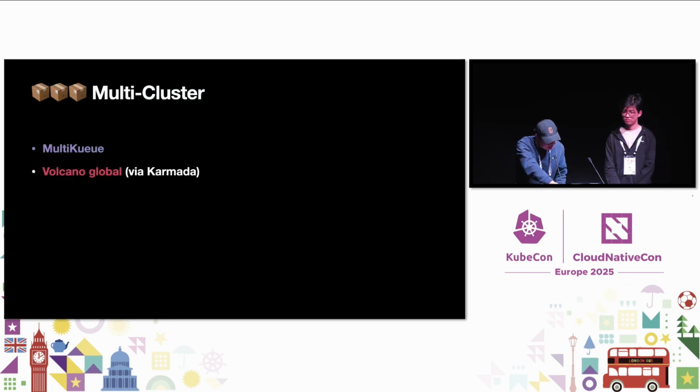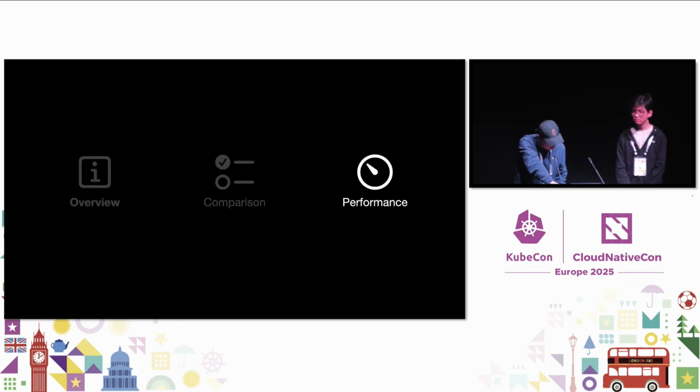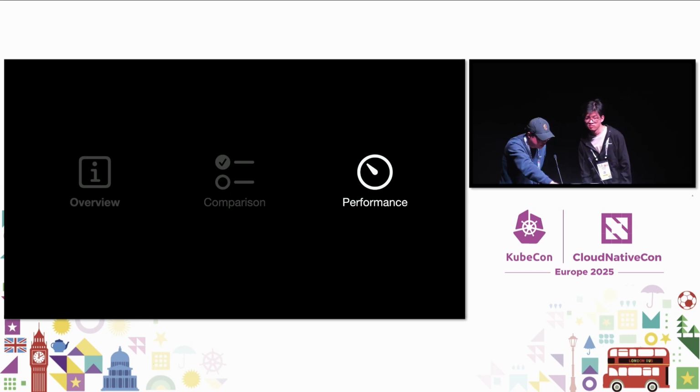There are some other areas we should think about, I think, for multi-cluster, multi-queue, Kueue supports that in a native way. For Volcano, it leverages Quota to support multi-cluster. There are definitely some other considerations, but because of the time limit I cannot go through all of them, like extensibility, support, debuggability, etc. So next, I will hand over to Shiming.